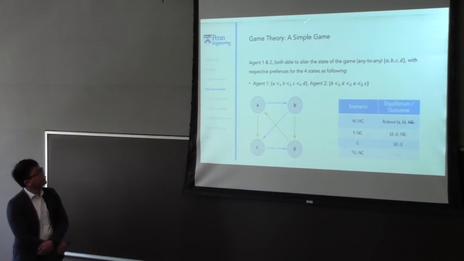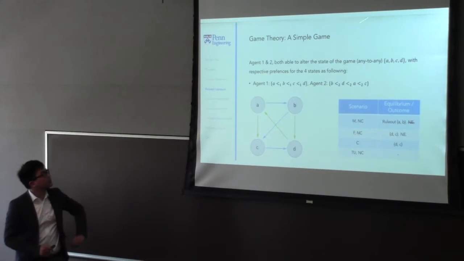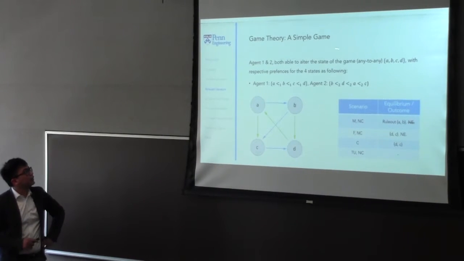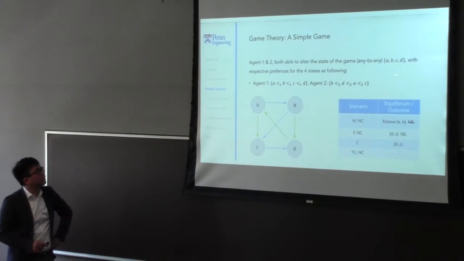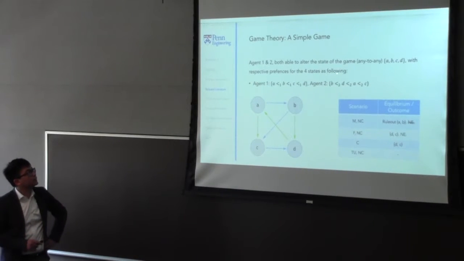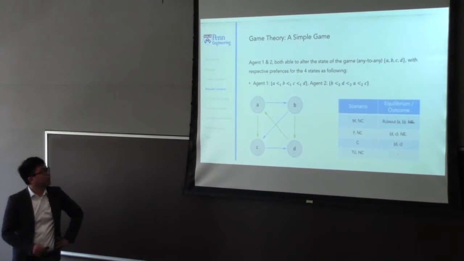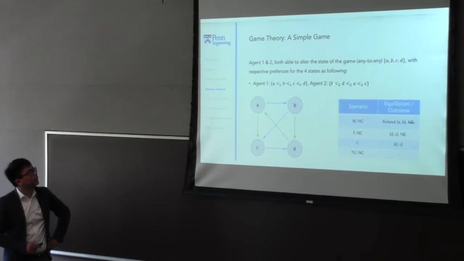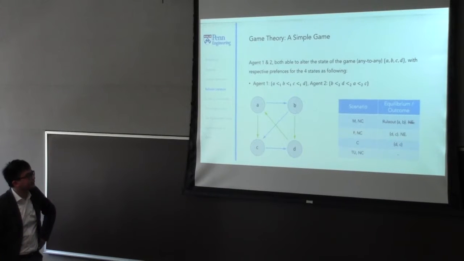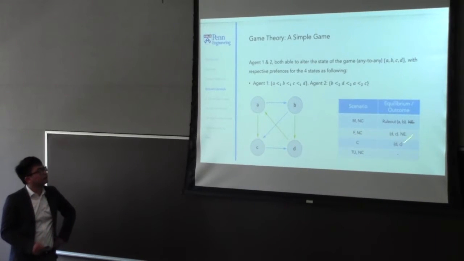So, a simple game for the game theory. We look at two agents, 1 and 2, and they're both able to alter the state of the game, any to any. And there are 4 states of the game, A, B, C, D, with the following respective preferences. For agent 1, D is the most preferred, C the second, and A is the worst. And then for agent 2, B is the worst, and it prefers D, and then A, and then C. There are 4 scenarios of the game.